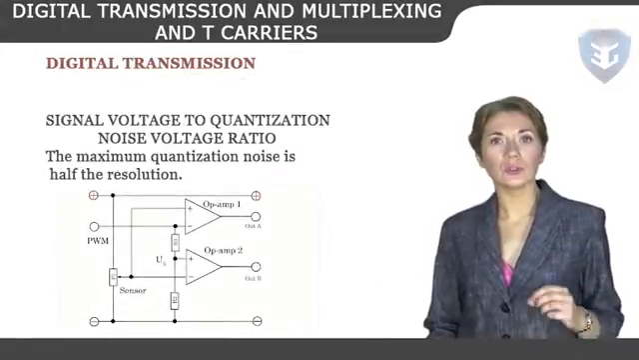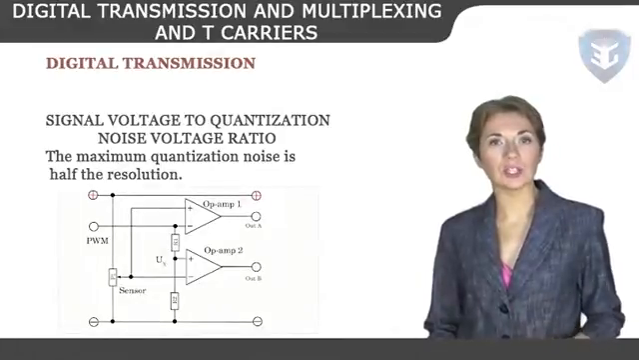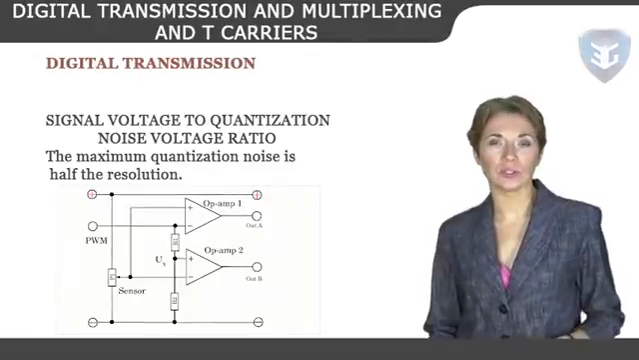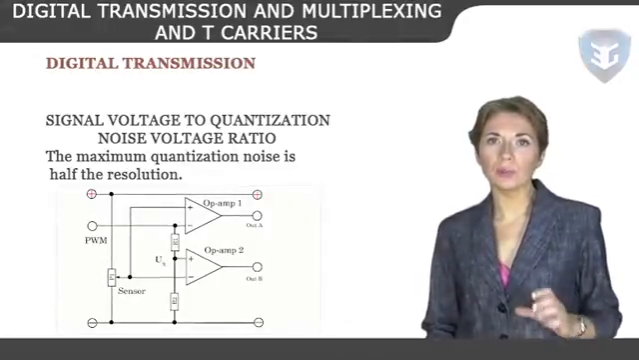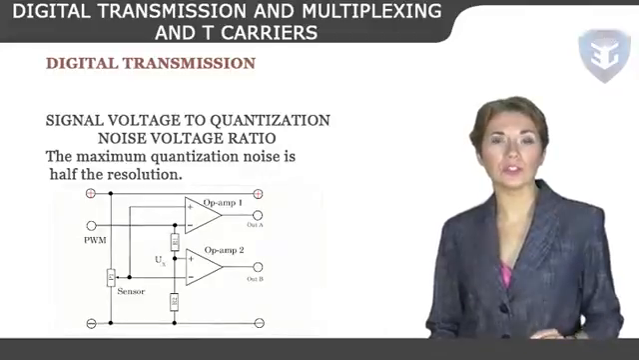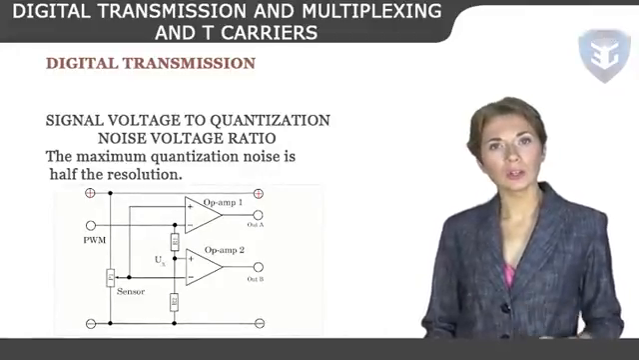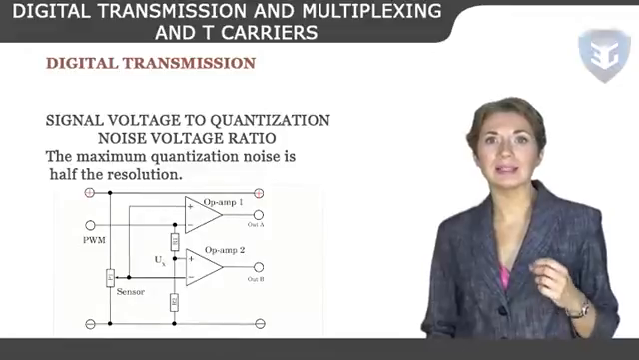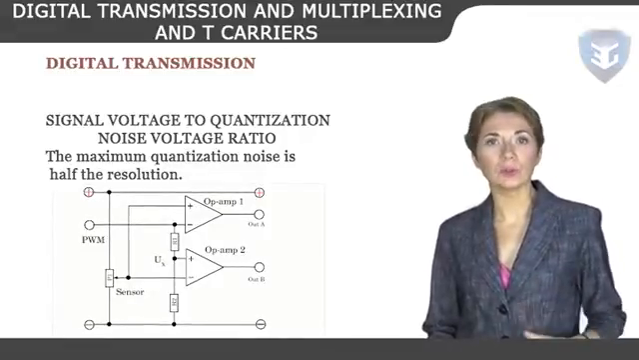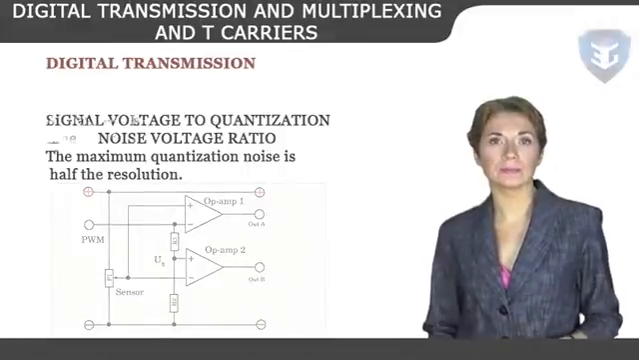Signal voltage to quantization noise voltage ratio. The maximum quantization noise is half the resolution. Therefore, the worst possible signal voltage to quantization noise voltage ratio, or SQR, occurs when the input signal is at its minimum amplitude. Mathematically, the worst case voltage SQR is 2.